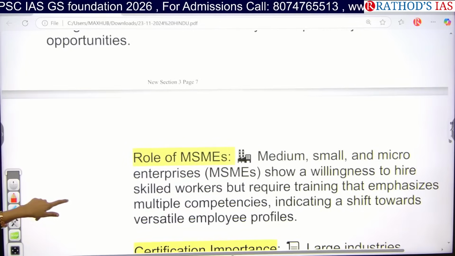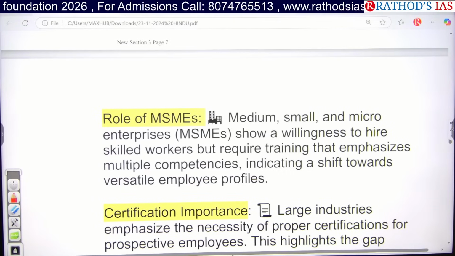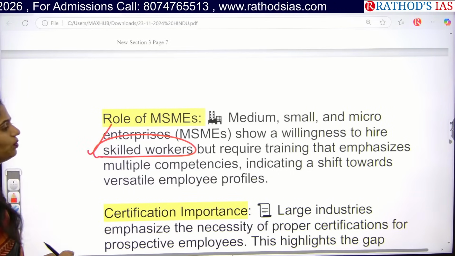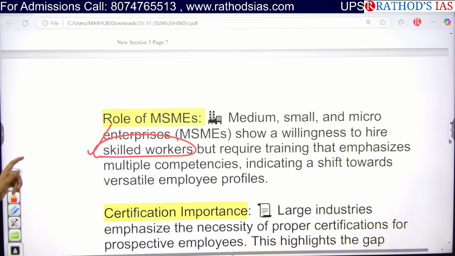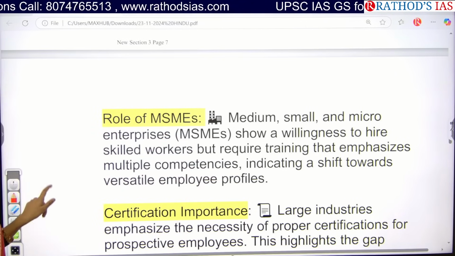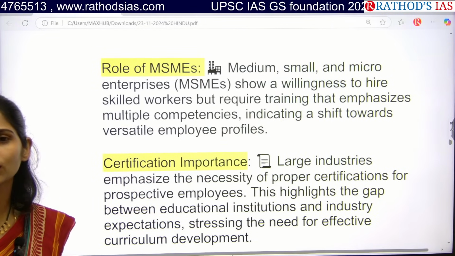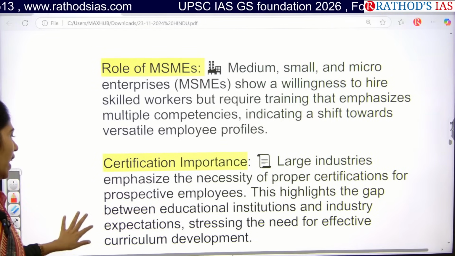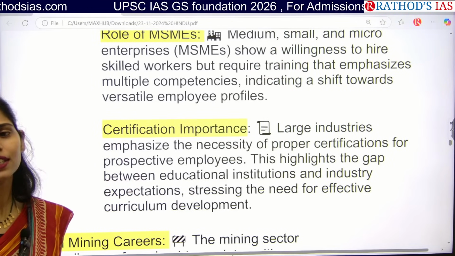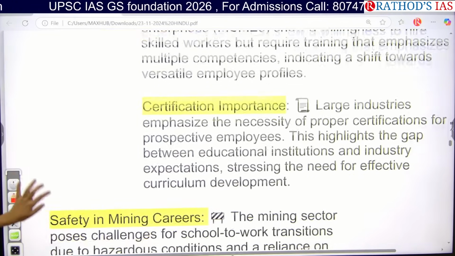Okay, and next one here is even small, medium and micro enterprises are going to hire only skilled workers, so we need to go for providing training for multiple competencies. And whenever these people are getting any skills or training, they have to get the certification, so that they will be reducing the gap between education as well as the skills they are having, so that they will be getting better employment opportunities.